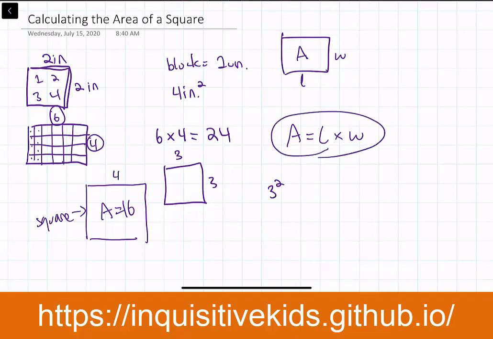Now we have our formula for calculating the area of a rectangle. And the formula to calculating the area of a square would be more specific. The length squared. Squared technically means something multiplied by itself.